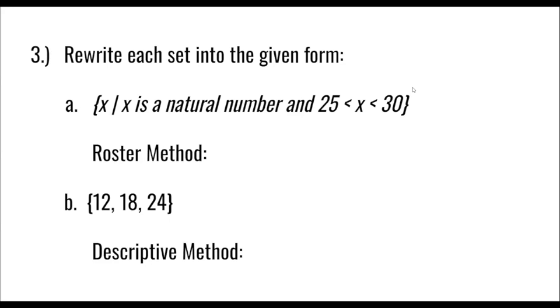Then in B, we have a roster method. We have our roster form. We have just the numbers 12, 18, 24 within curly braces. And then we'll write out our descriptive method. So we're going to just use the English language to describe our set. So let's go ahead and do these together.